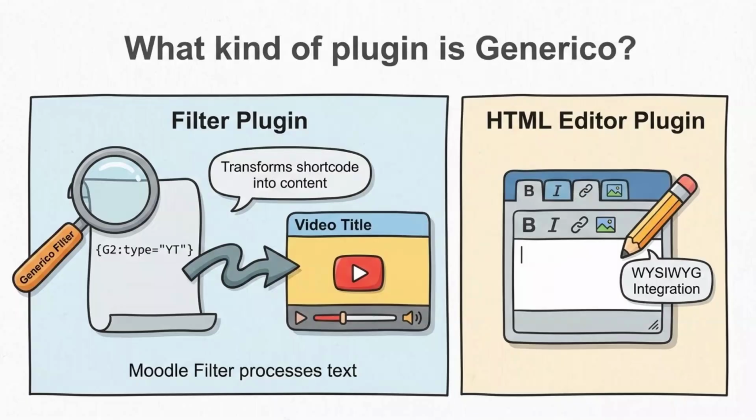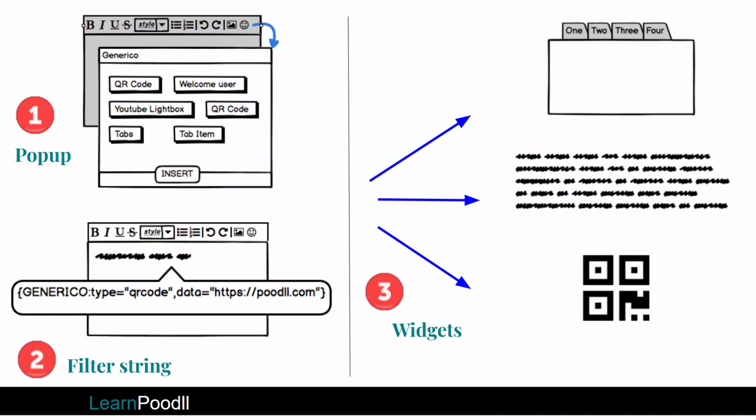It's a filter plugin, so it takes a string that is transformed into some other piece of content after it has been filtered. So we also have an HTML editor plugin, which allows you to craft those strings without having to manually make them by typing them in. To show that in another way, you click on the icon on the HTML toolbar, that's number 1 over here, and then you choose the widget that you want to use. In this case, we've chosen QR code, and that will insert a nice filter string. And then in the final step, when that page is displayed, that filter string will be turned into something, a set of tabs or a block of text, or in this case, a QR code.